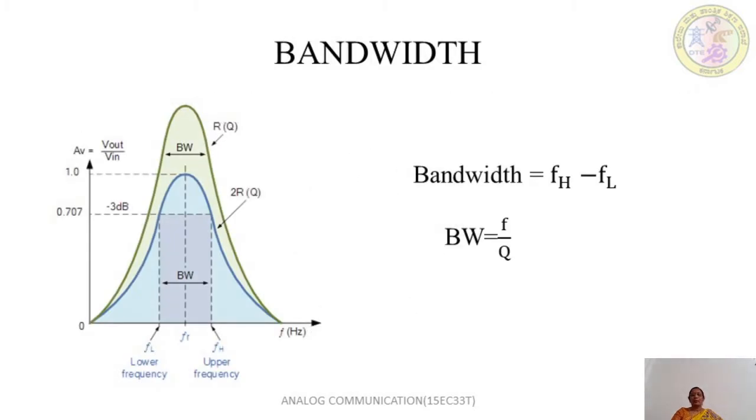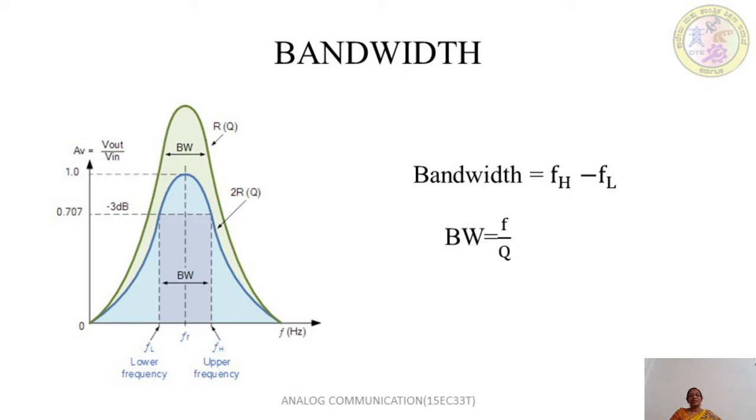Next, coming to bandwidth. It is similar to series resonance circuit. It can be defined as the band of frequency which lies between 2 points on either side of resonant frequency. In the diagram, the resonant frequency is FR, and the lower cutoff frequency is FL, upper frequency FH. The bandwidth is equal to FH minus FL.